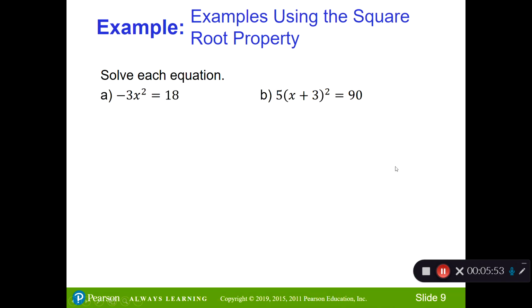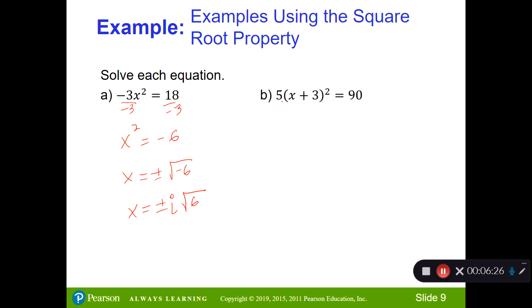All right, for example, here, I want to solve this equation. So the first thing that I would do is get the x squared by itself. So I'm going to divide by -3 on both sides. So I get x squared is equal to -6. And then square root both sides. So x would be equal to plus or minus the square root of -6. Well, we know that the square root of -1, we can take out as i, the imaginary unit. So I would have plus or minus i times the square root of 6 as my two solutions.